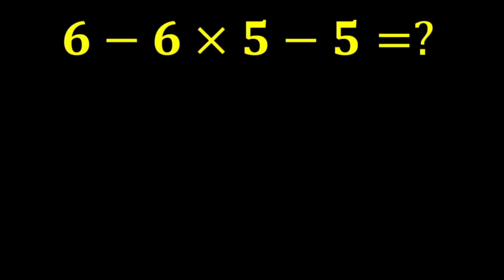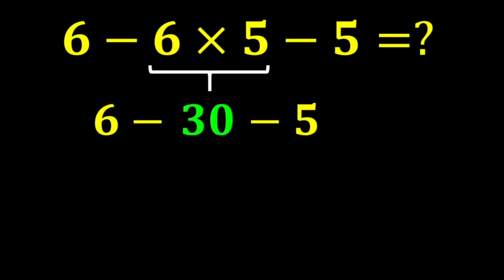6 minus 6 times 5 minus 5. In this expression, there are 2 subtractions and 1 multiplication. According to PEMDAS, multiplication has a higher priority than subtraction, so we first perform the multiplication and then the subtractions. 6 times 5 gives us 30, and the expression becomes 6 minus 30 minus 5.